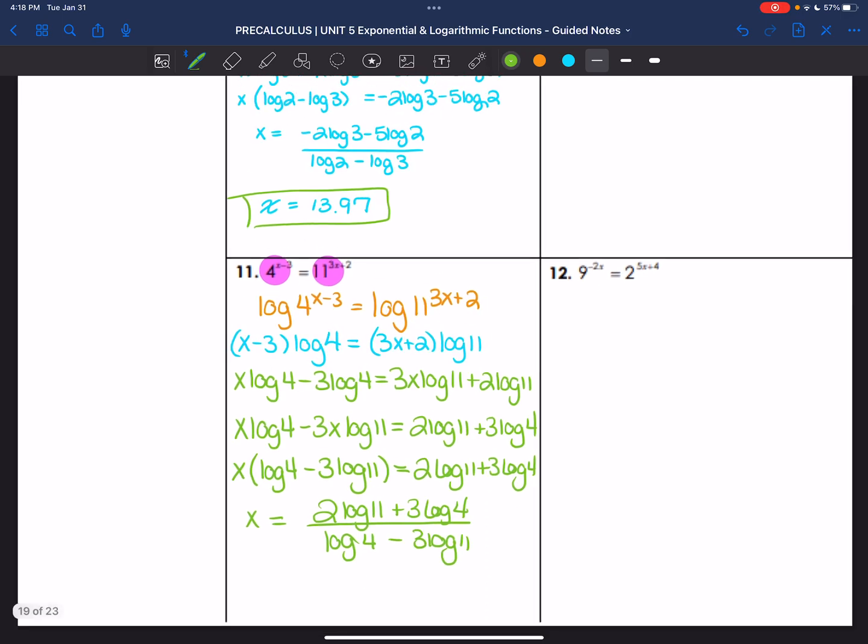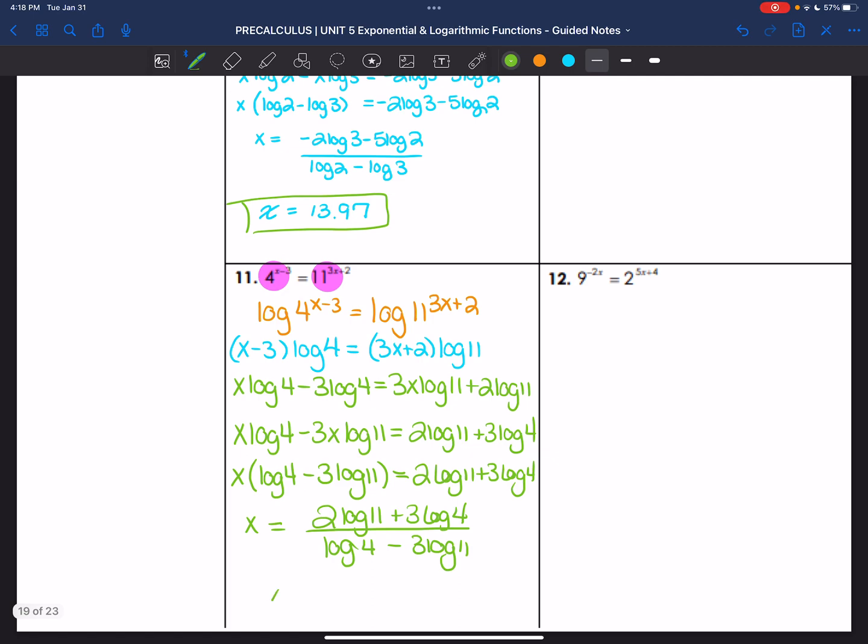And this is so satisfying because now we come to the end and we find our value of x using our calculator is approximately negative 1.54.